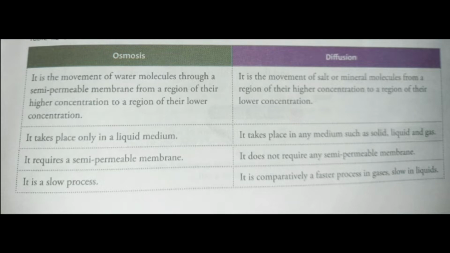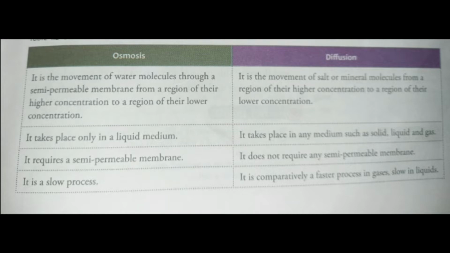So we already know that osmosis is the process by which water is absorbed by the root, and by diffusion the minerals are absorbed. The first difference between osmosis and diffusion is that osmosis is the movement of water molecules through a semi-permeable membrane from a region of higher concentration to a region of lower concentration. And diffusion is the movement of salt and mineral molecules from a region of higher concentration to a region of lower concentration.